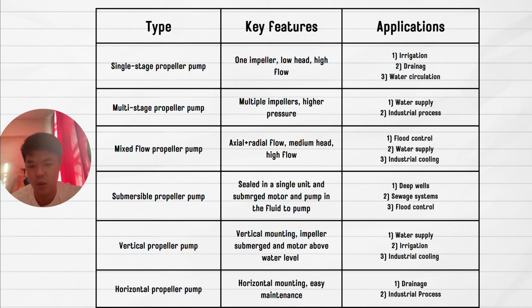And the last one is the horizontal propeller pump. The key features are horizontal mounting and easy maintenance. So it's different from the top five because the horizontal propeller pump is horizontally mounted and also much easier for maintenance compared to the top five. The application is drainage and also industrial process.